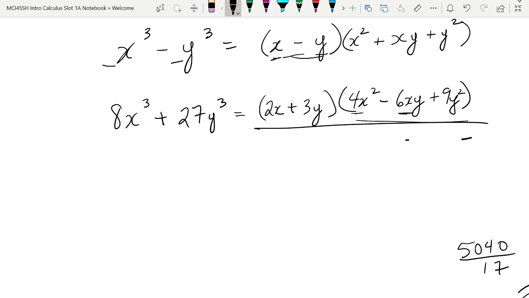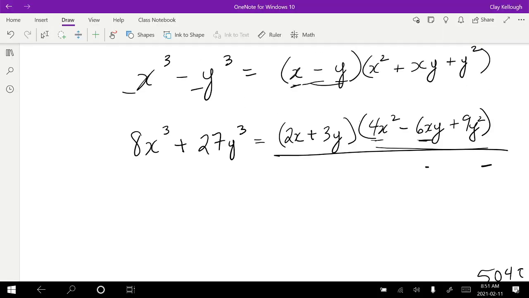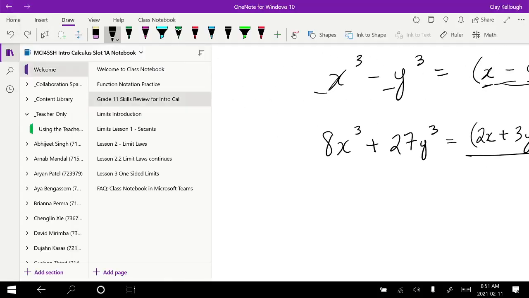Okay, the other thing, we only have a few minutes left here. The other thing that I handed you, besides the booklet with all this grade 11, 12 skill practice, was a booklet of function notation.